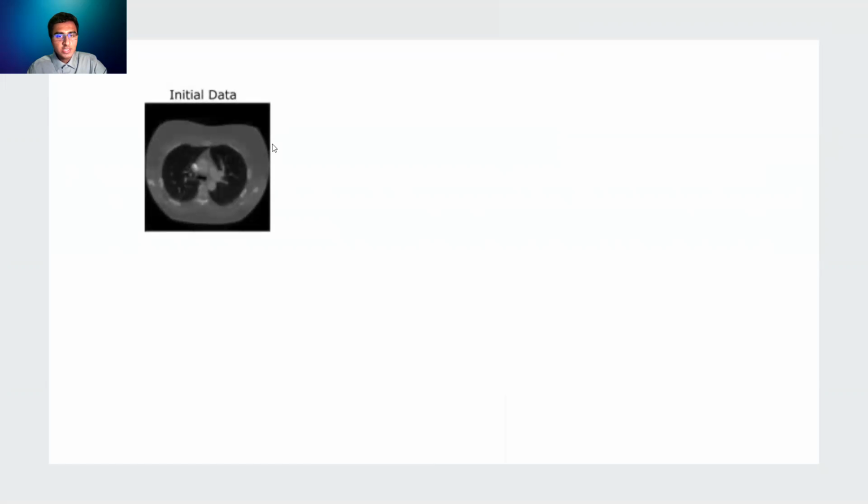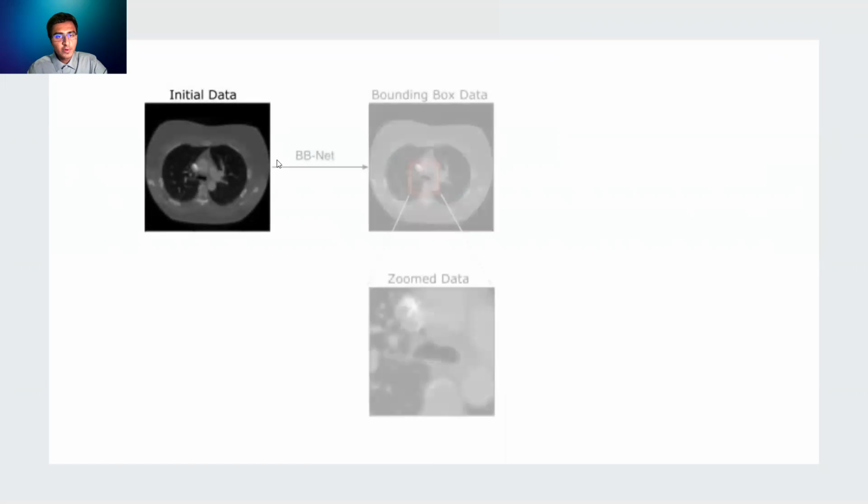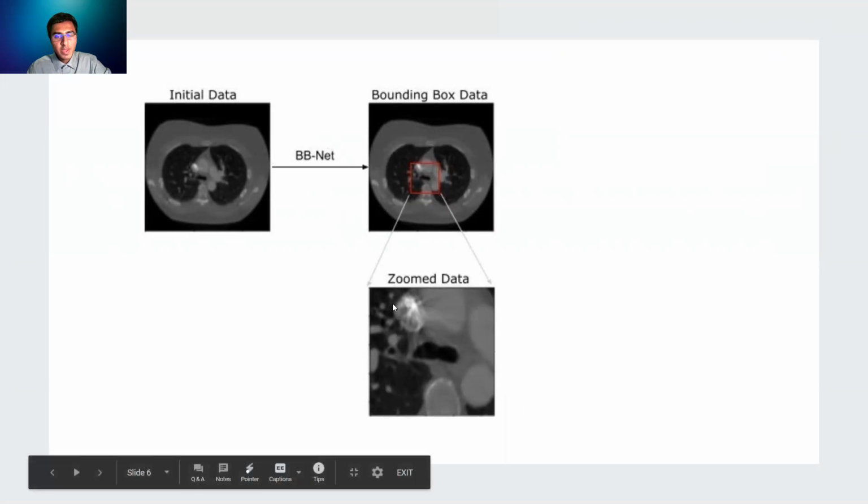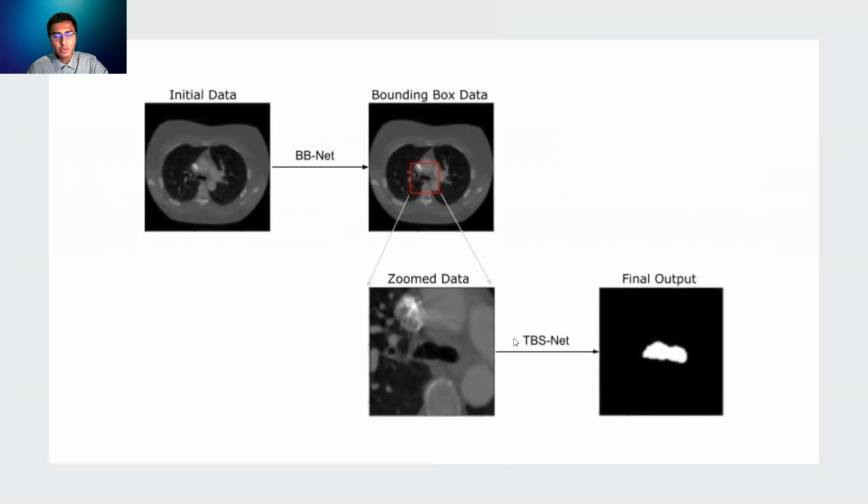Let us go over a visual representation of the cascaded system. We start with a CT slice and pass it into the first UNet, called the bounding box or BBNet, in order to get a bounding box around the airway. We can then zoom in on this bounding box and pass the zoomed data into the trachea bronchi segmentation or TBS net in order to get the final segmentation output.